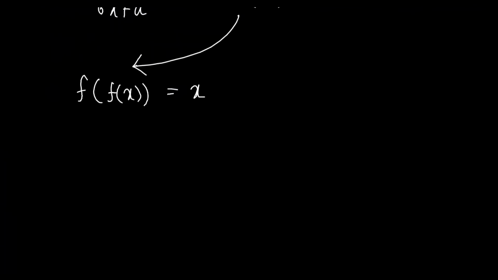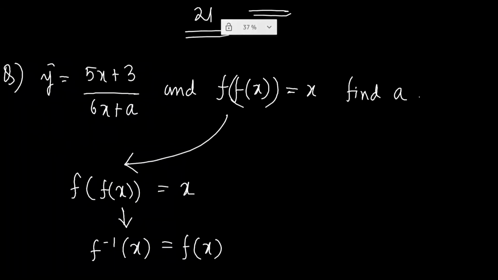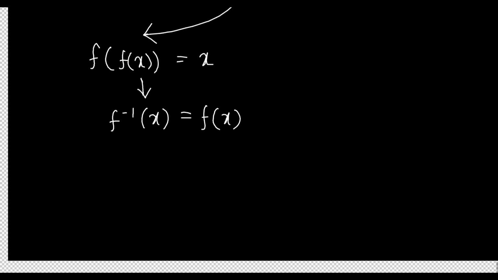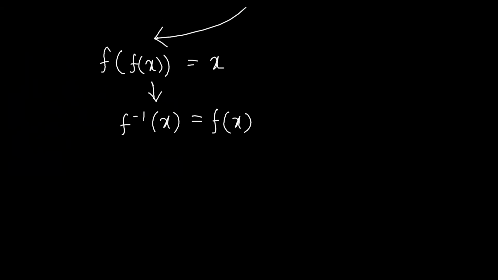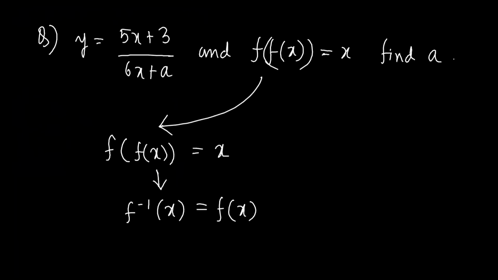From this we can write that f inverse of x will be equal to f of x. If it is given that f of x is equal to x, then we can write that f inverse of x is equal to f of x. Okay, so it's very simple. Suppose we find the inverse of this. To find the inverse, we write x in terms of y.